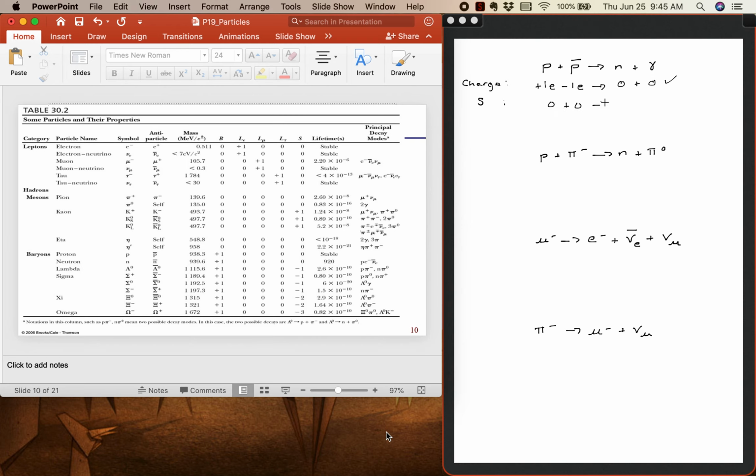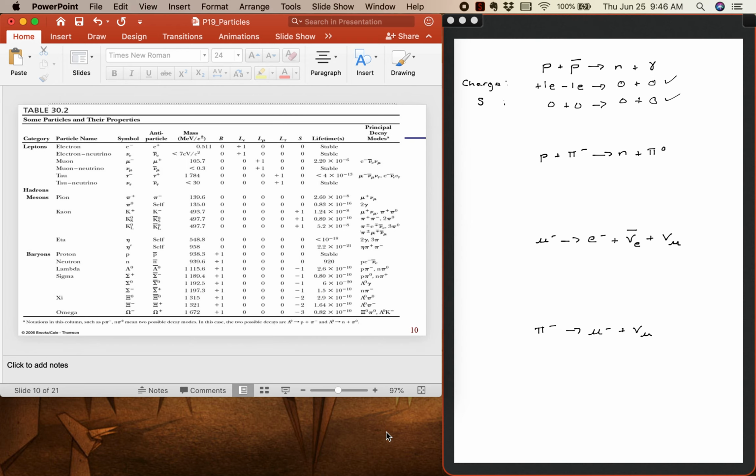And that goes to a neutron. A neutron is also not strange. And photons have 0 for everything. All of the conservation numbers are 0 for a photon. So even though a photon does not appear in this table, you can just remember that a photon has 0 for all the different kinds of conservation numbers. So strangeness is conserved because there are no strange particles here.